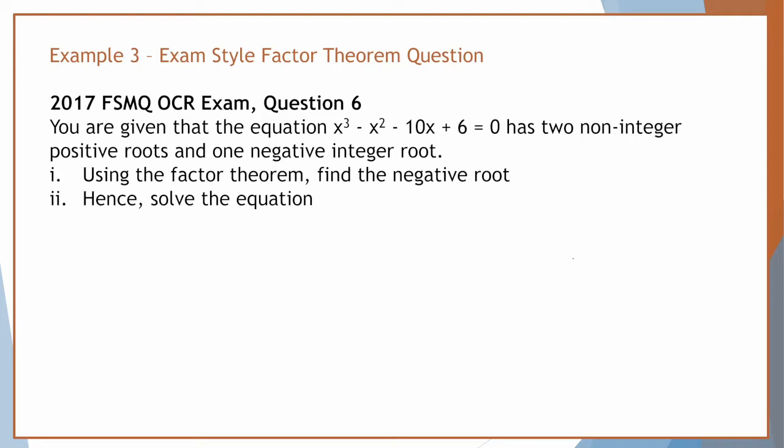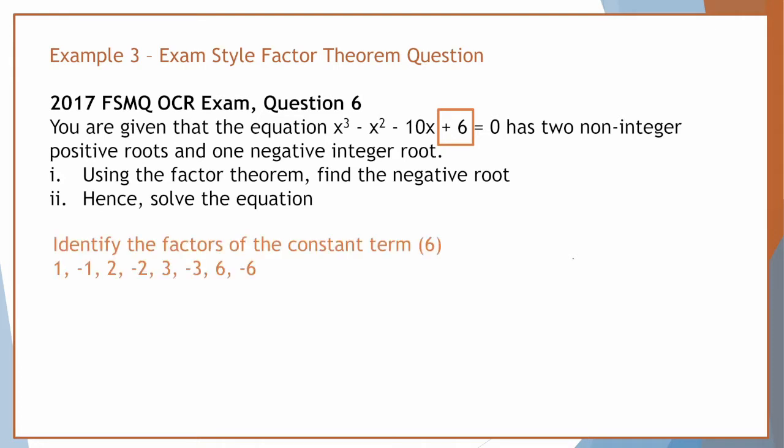Since I've covered part 1 in detail in the previous video, I won't be going through it in tremendous detail here, but I will give a quick overview. Like we said, to find the roots we have to substitute the factors of 6 into the function. So here's the factors of 6. Now the question asks for a negative root, so this means that we can immediately eliminate all of the positive factors. Once we've done that, we can start substituting the factors for x in the original function.